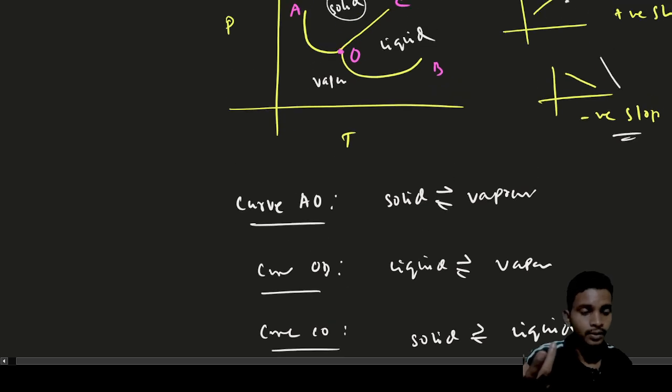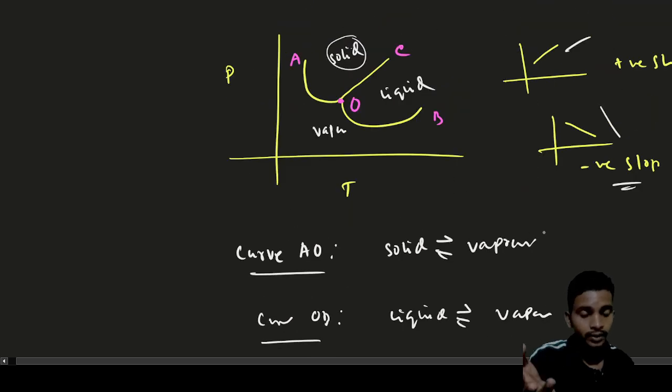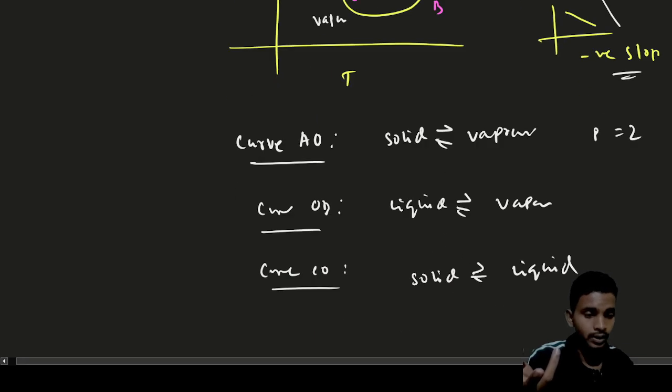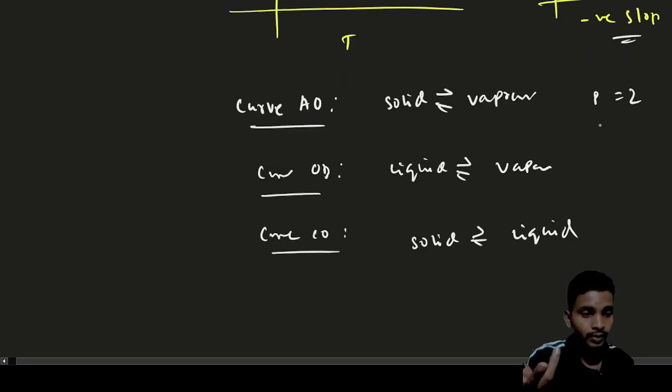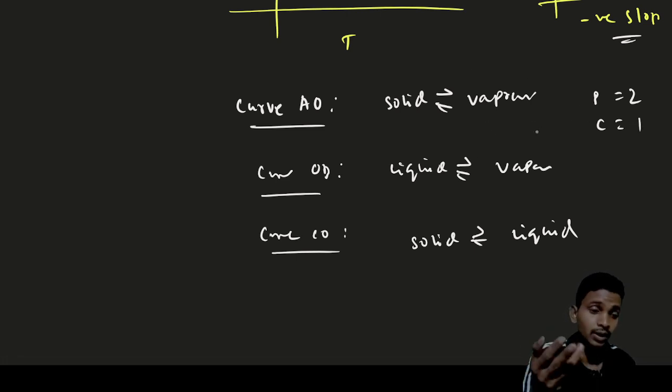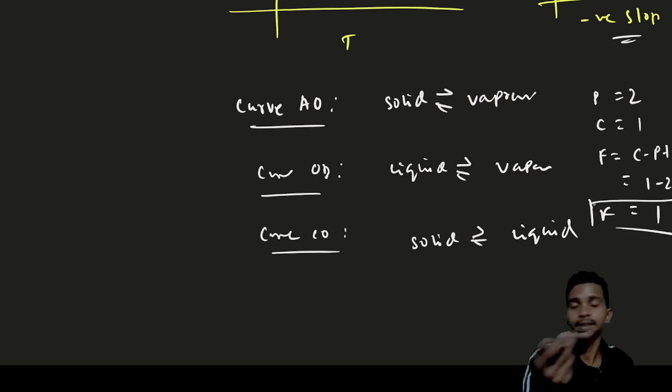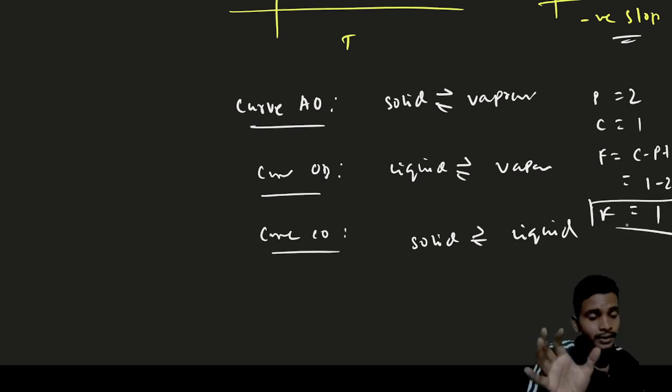Similarly here, if you calculate, 2 phases are present everywhere on the curves. And since we are discussing a one-component system, the number of components is 1. Degrees of freedom is F = C - P + 2, so C is 1, P is 2, giving 1 - 2 + 2 = 1. Same case as we discussed for water, so one variable is needed.